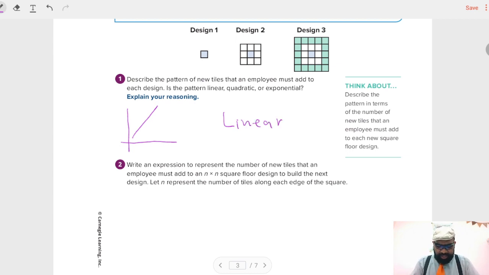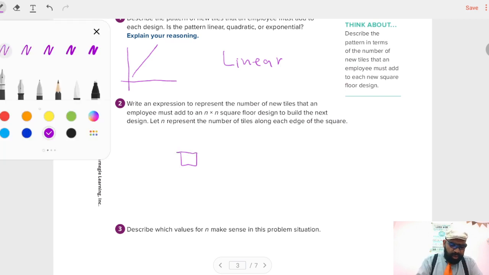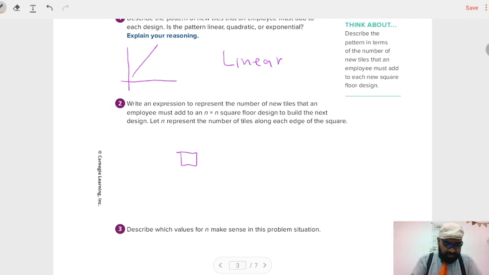Question 2. Write an expression for the number of new tiles that an employee must add to an n by n square. Guys, this one will take a while to solve, but I'll try to solve it here. Here's my first pattern, yes? There are several ways to solve, but I just pick one. This is my n tile. This is an n, another n, another n, and another n. n plus n plus n plus n. How many n's do I have? 4. It is 4n, but this is not a square yet.